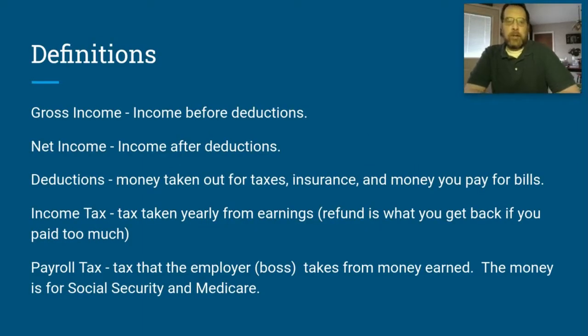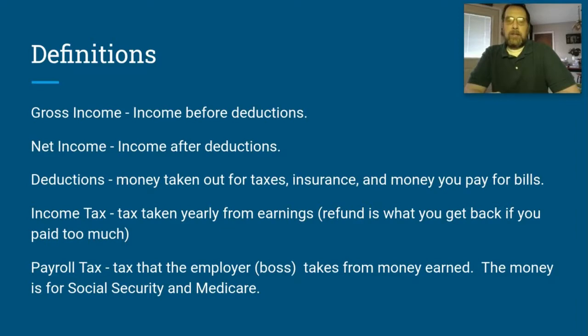First, gross income. A gross income is the income you get before taxes and deductions are taken out. The next is net income, which is an income after the deductions are taken out. A deduction is money taken out for taxes, insurance, and any of the other money you pay for bills.